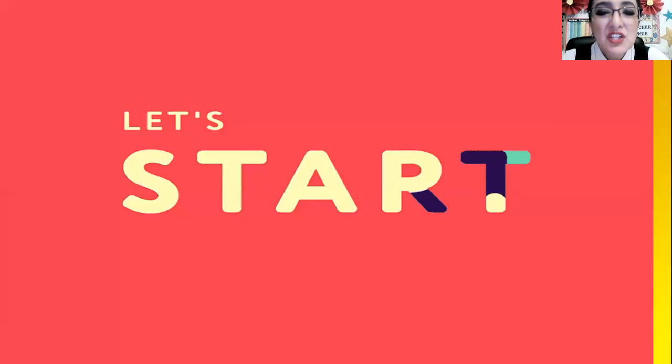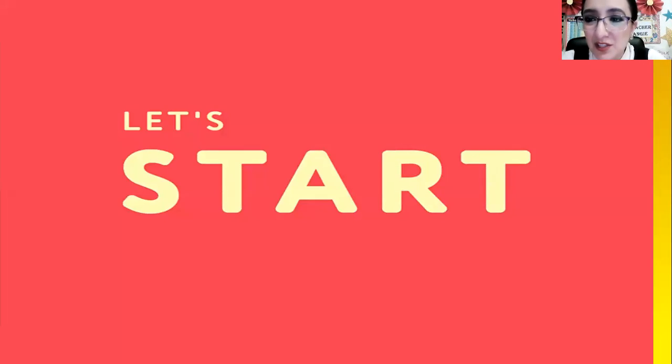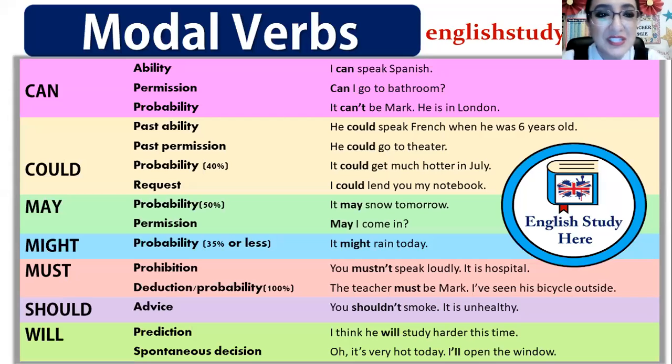Okay, so let's start with the topics that we have for today. Well, during our last class, we were talking about modal verbs. Do you remember? We were talking about can, could, should, will. Will is for future, spontaneous decisions or predictions. Okay, and today we are going to start with some other things that I have here.